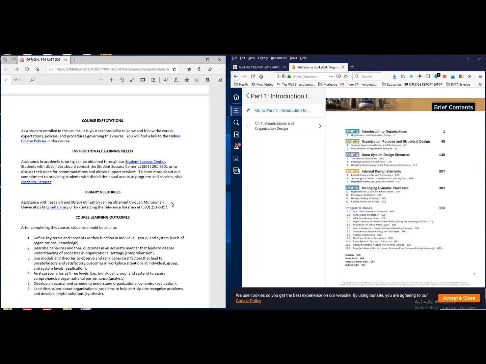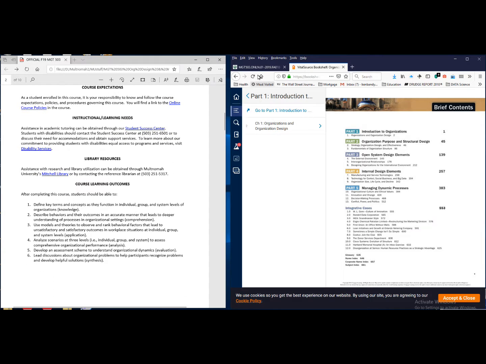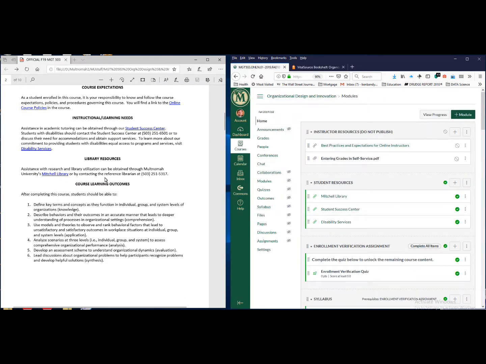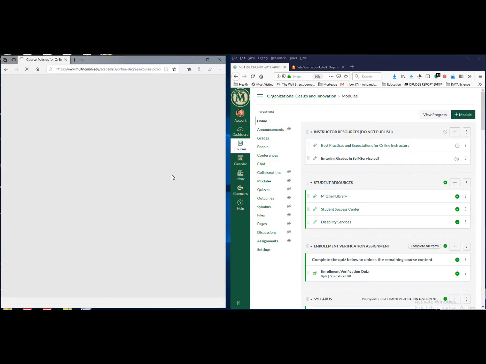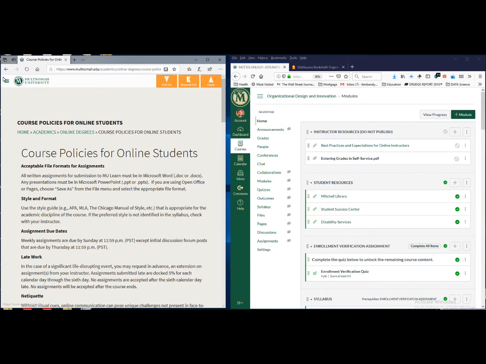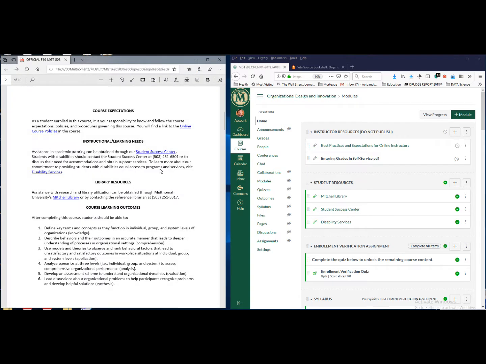Let's go to the next section, course expectations. It's your responsibility to know these expectations, which is coming next, and the procedures and the policies. By the way, you can click on these hyperlinks and they will take you to their designated address. So all of them work. I tested those. So if you need any assistance in learning, click on these, make the phone calls.